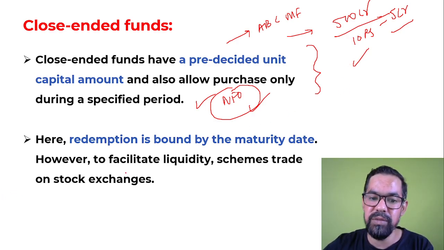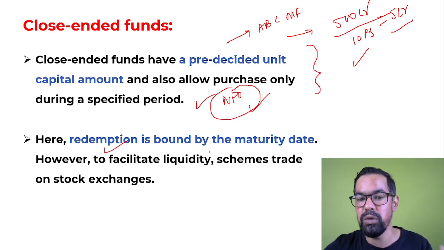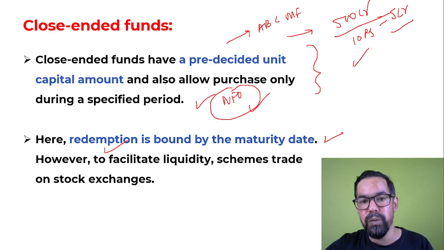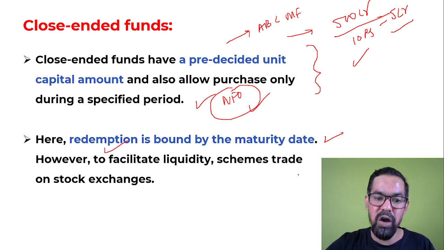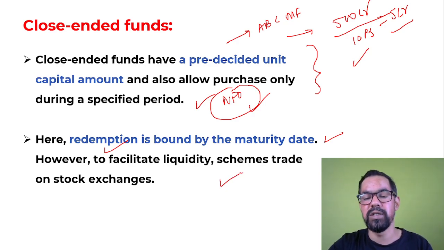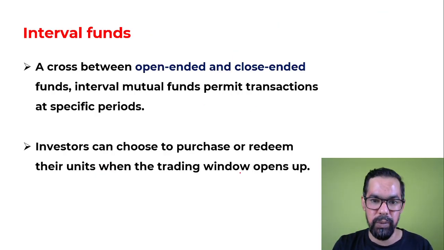Okay, here redemption, liquidation or the selling of the mutual fund is bound by the maturity date, as I earlier told you. So let's say if it is 3 years, you cannot sell these types of mutual funds before 3 years. However, to facilitate liquidity, schemes trade on the stock exchange. So basically, fund managers are investing that particular money, and the valuation will increase or decrease as per the market conditions, but we have a fixed lock-in period as well as a fixed fund size.